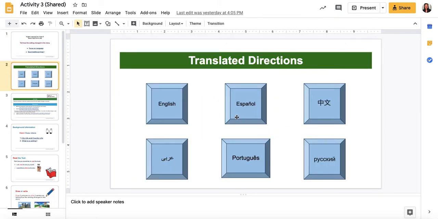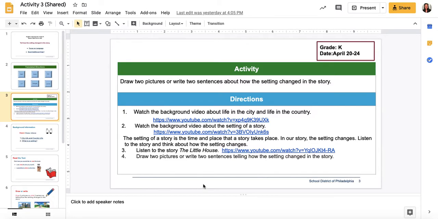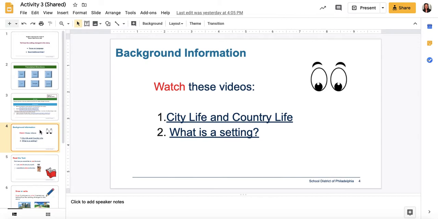Again, if you need other languages, you will have to get into the Activity 3 shared and click on one of the other languages that's available. If I didn't say already, these are the slides that are put forth from the school district of Philadelphia for us to share with parents and students. So it always gives you the activity, what the activity is going to be, and what the directions are with links. I think all of that is too wordy, and I like to just go through these slides.